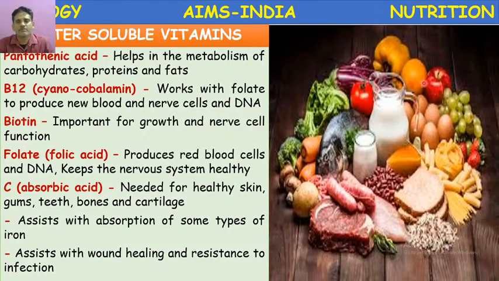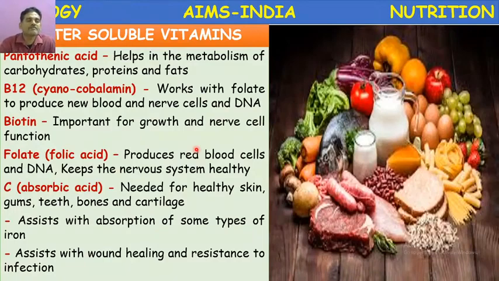And the remaining B complex vitamins are present in whole grains, bread, fish, milk, meat, liver, and all the different types of fresh green leafy vegetables, which are rich in these water soluble vitamins. So children, what are water soluble vitamins? Water soluble vitamins are the group of vitamins which are soluble in water. They are vitamin B complex and vitamin C.